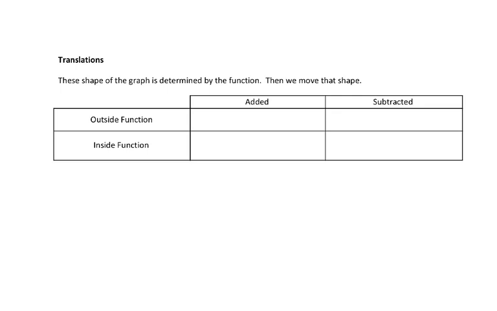The other thing we're going to do with these shapes is move them left, right, up, and down. So if something is added outside the function, it moves it up. If it's subtracted outside the function, it moves it down. If it's inside the function, it's backwards from what you feel like.